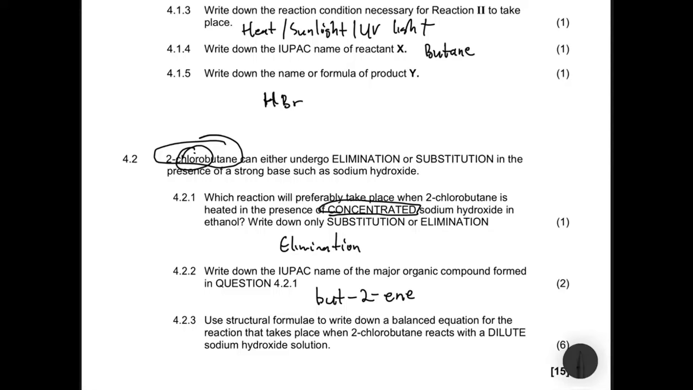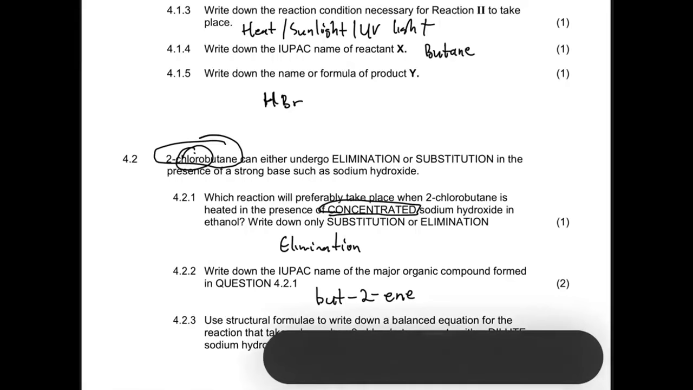And then 4.2.3 says use the structural formulae to write down a balanced equation for the reaction that takes place when 2-chlorobutane reacts with a dilute sodium hydroxide solution. Now we're using a dilute base, right? And I've said that if we use a dilute base, we go under substitution, and if you use a concentrated base, we go under elimination. So let's write a structural formula for the substitution reaction that would take place.